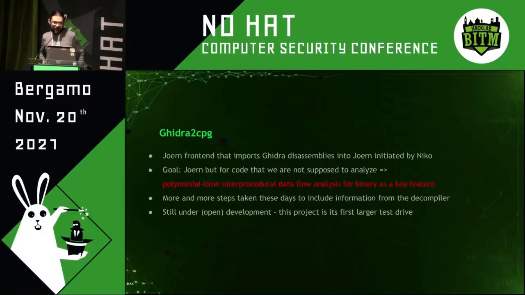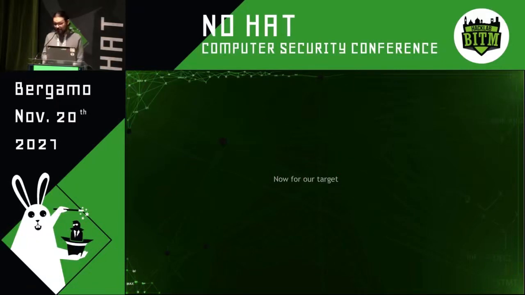So Ghidra2cpg extends Joern. It imports the disassemblies. You can also import the decompiled code. We do both today. And what you end up having is a polynomial time interprocedural data flow analysis for a binary, which with Ghidra you don't really have. You have an intra-procedural reaching definition analysis with Ghidra, and that's that. It's still highly under development, but we're developing out in the open, so you can check it out. And now, for our target.